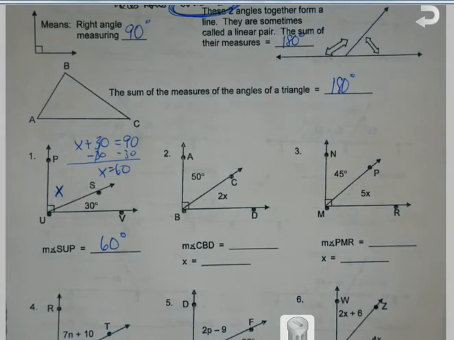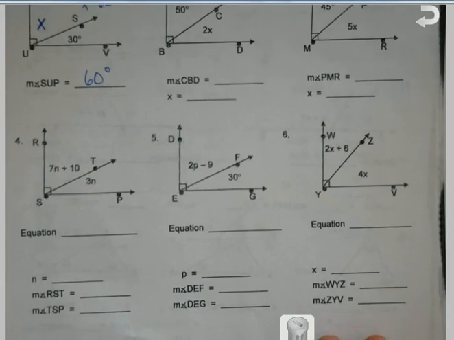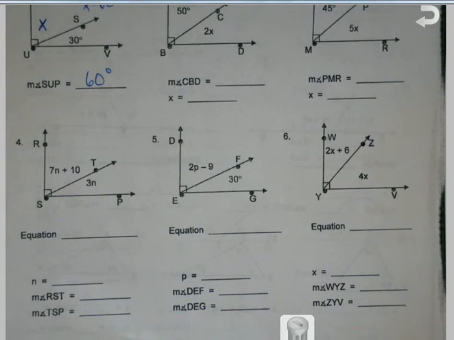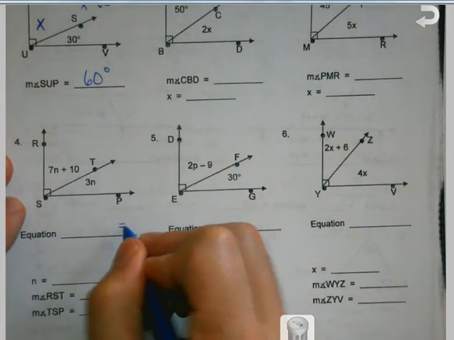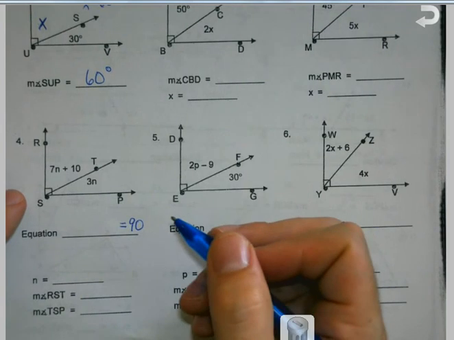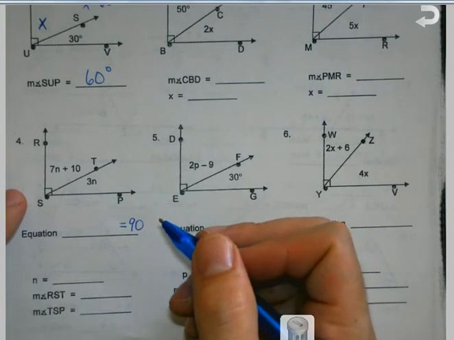Now, I don't want to get accused of just doing the easy ones. So let's go down to, well, I'm even going to get accused of not doing the homework ones. Let's go to 4. I'll do a homework one. All right, let's do 4. Now, same thing. Going to equal 90. But we've got some like terms to put together this time.